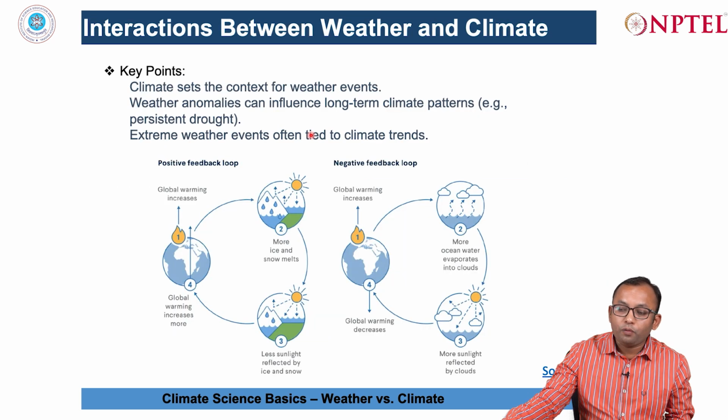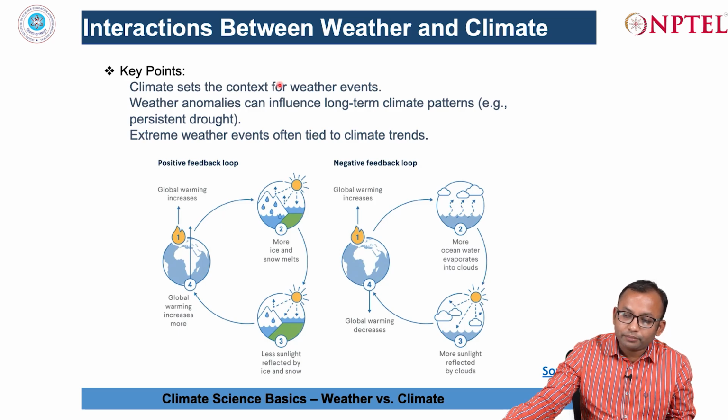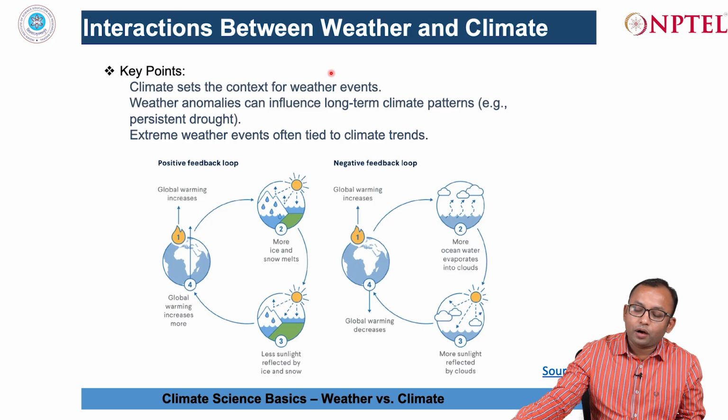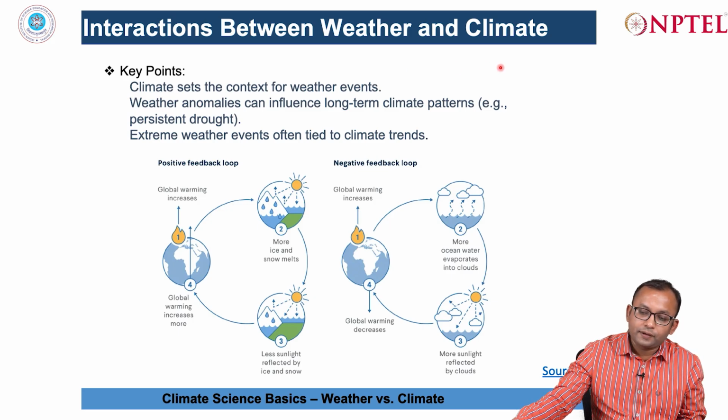Moving forward, how can we tell what the interaction is between weather and climate in different regions, and how these two different terminologies are related to each other. If you talk about weather events, some of the weather events set the context for climate in one particular region, which is why these are dependent terminologies. Then you can also talk about weather anomalies, which can influence long-term climate patterns. You can understand this by, let's say, persistent drought conditions in a region, or extreme weather events, often tied to climate trends, and therefore they also lead to changes in the climatic behavior in different parts of the world.